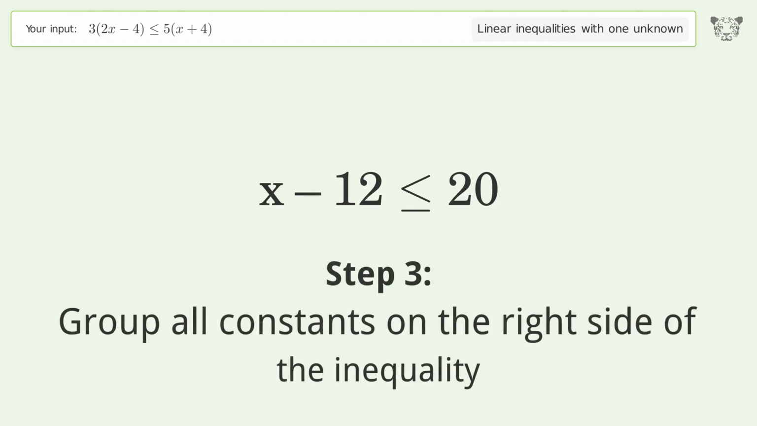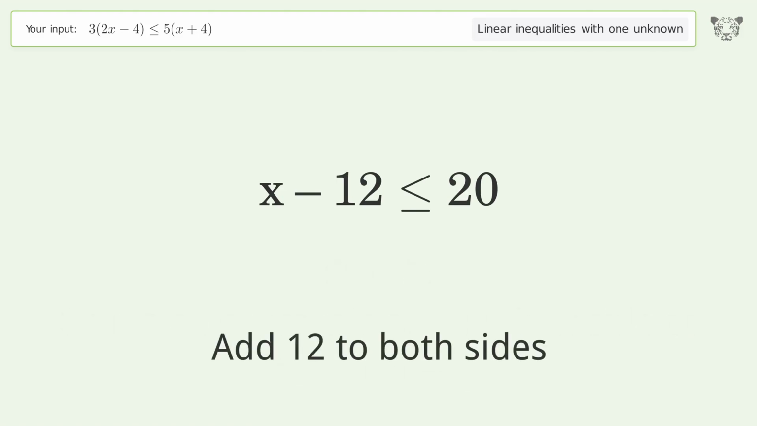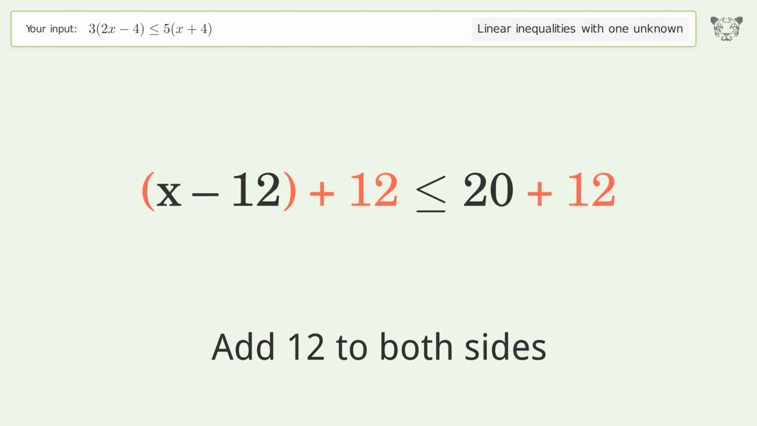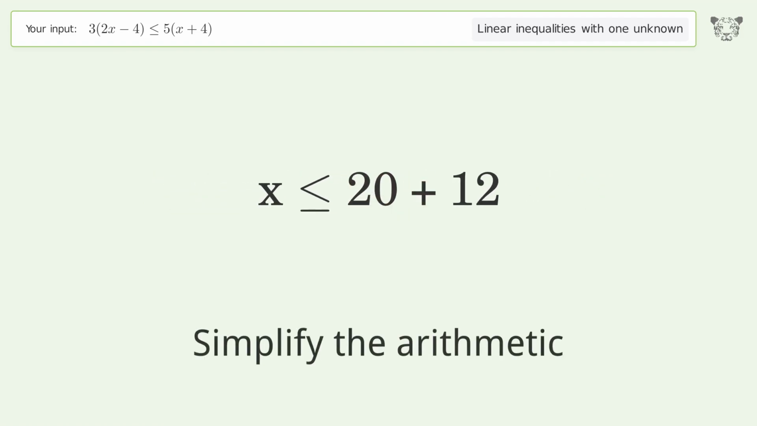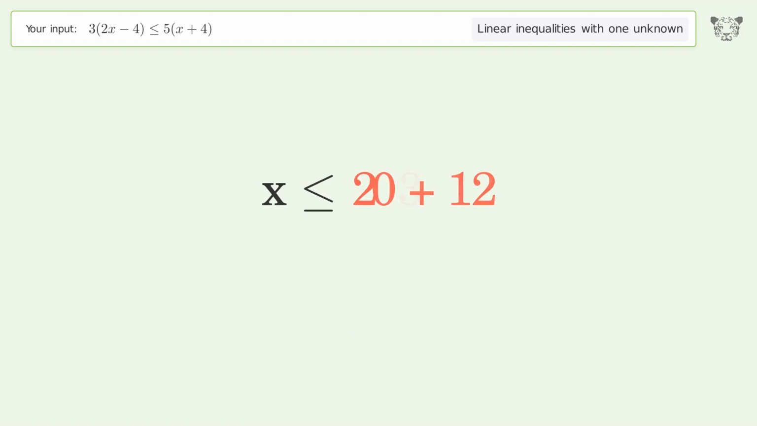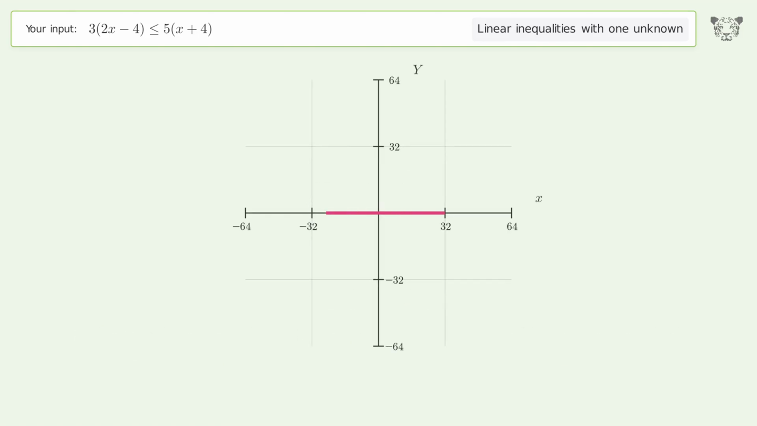Group all constants on the right side of the inequality. Add 12 to both sides. Simplify the arithmetic. Plot the solution on a coordinate grid. And so the final result is x equal or smaller than 32.